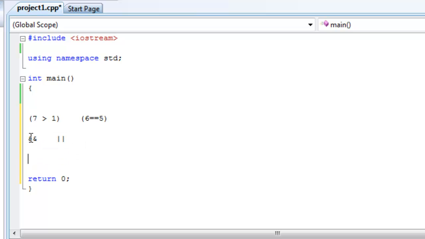Well, we have something like this right here, the 7 is greater than 1, which evaluates to 1, or true, right? And we have something here that is 6 equals 5, which evaluates to false, right? Now, if this was one whole expression like that, and we needed to place one of these, either the OR or the AND, in between. Let's put the AND for now. Okay, now we've built a compound Boolean expression.